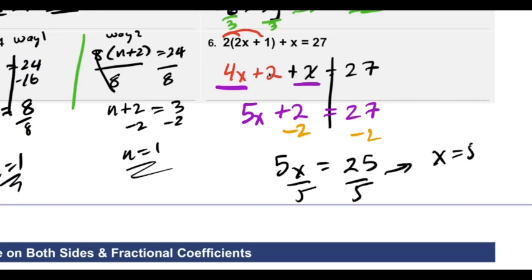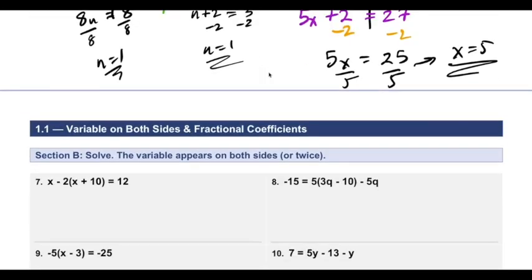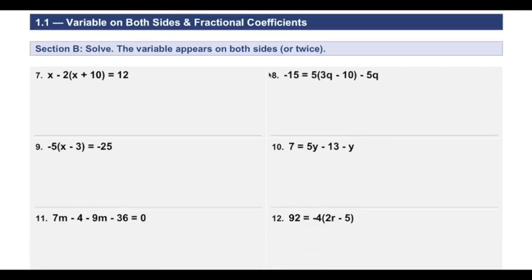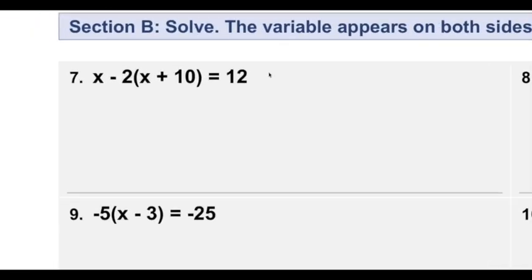X equals 5. Like that. Okay, next page. Then we're going to do more of the same of those types. So in this case, we're going to distribute, and we're going to try to simplify if we can. So I'm going to share the negative 2 to both of them. I get x minus 2x minus 20 equals 12.